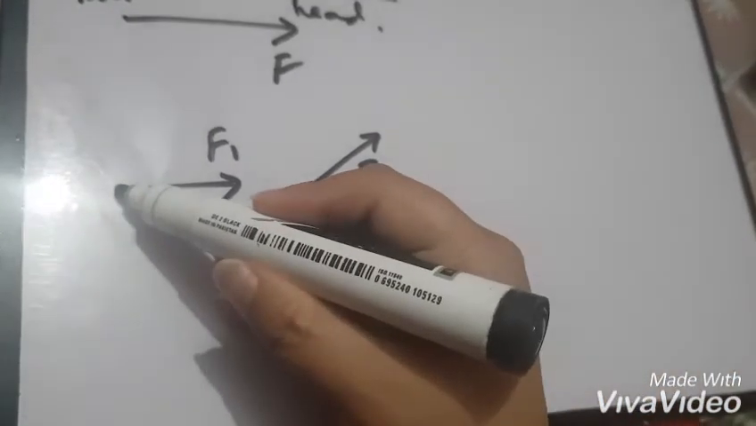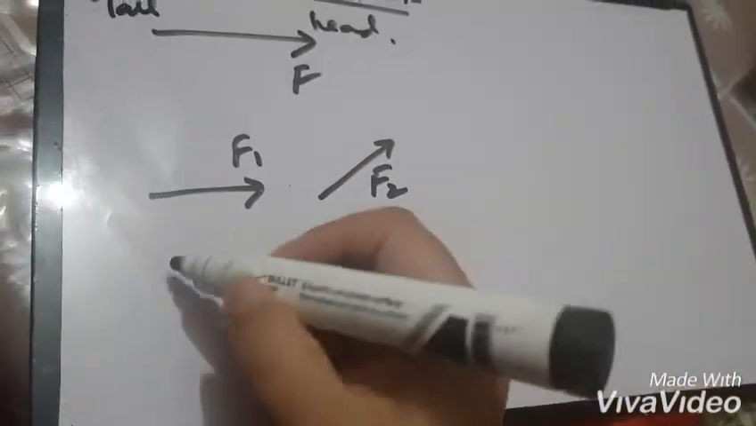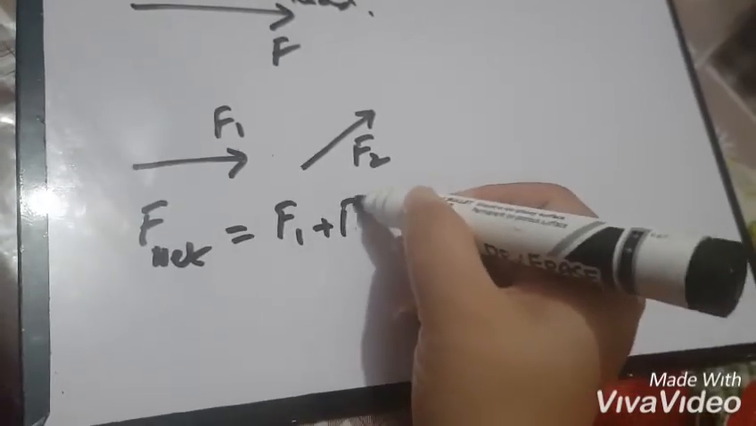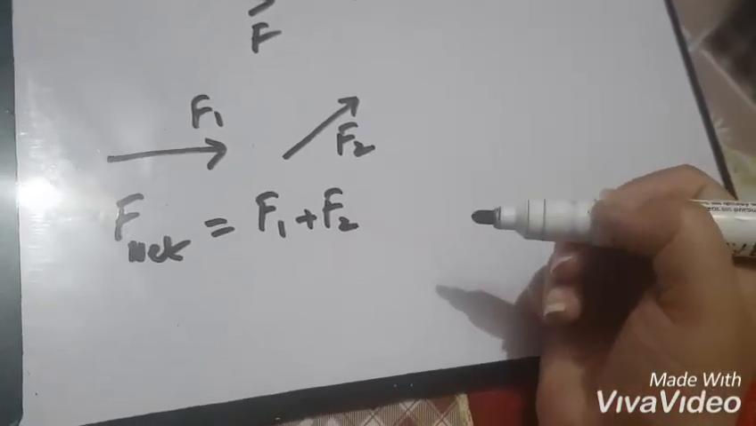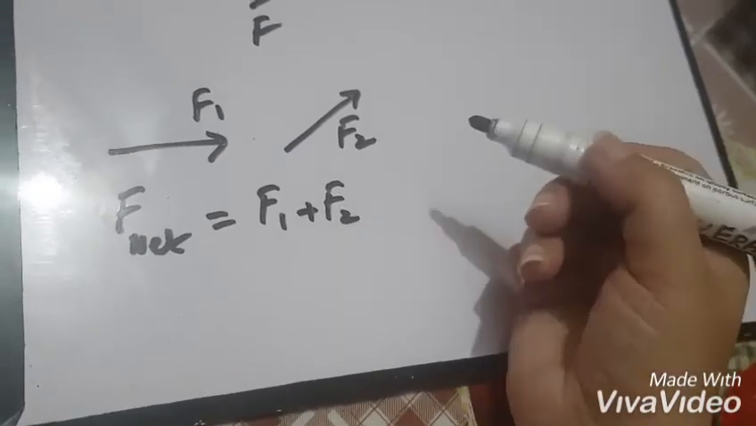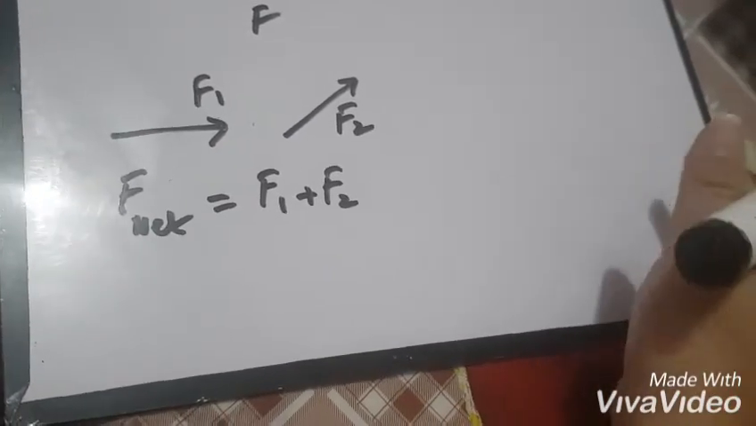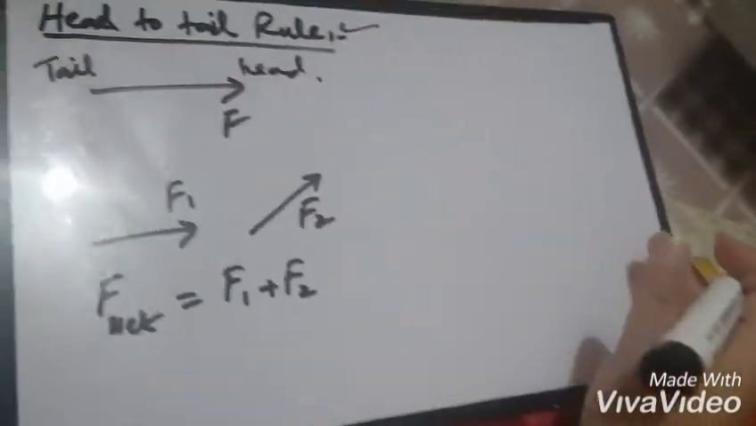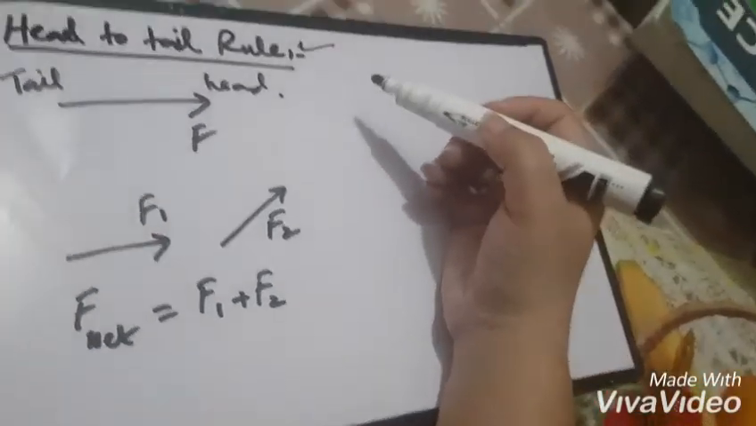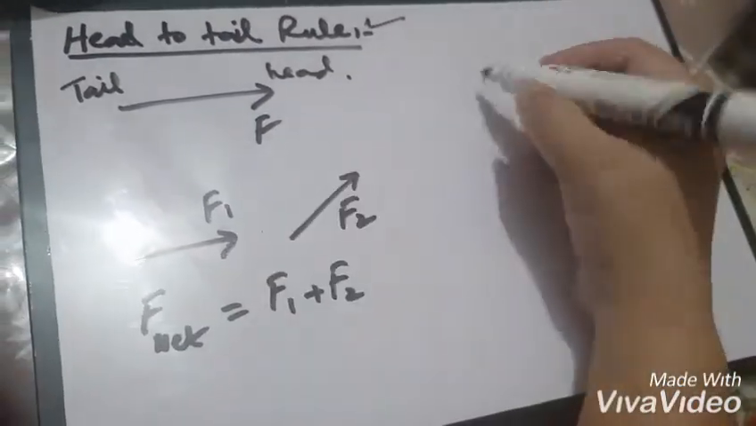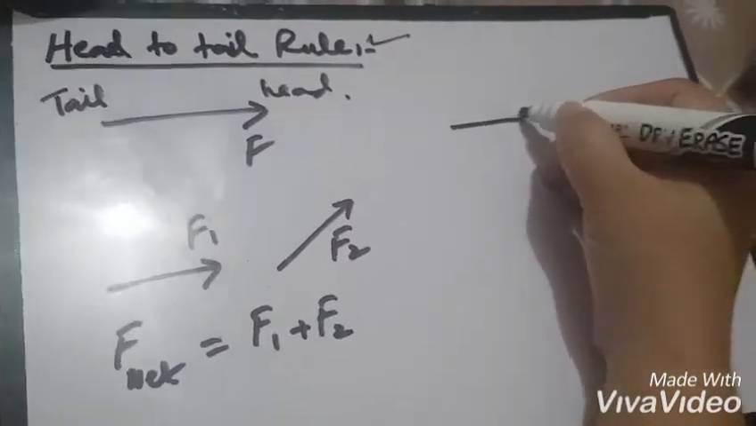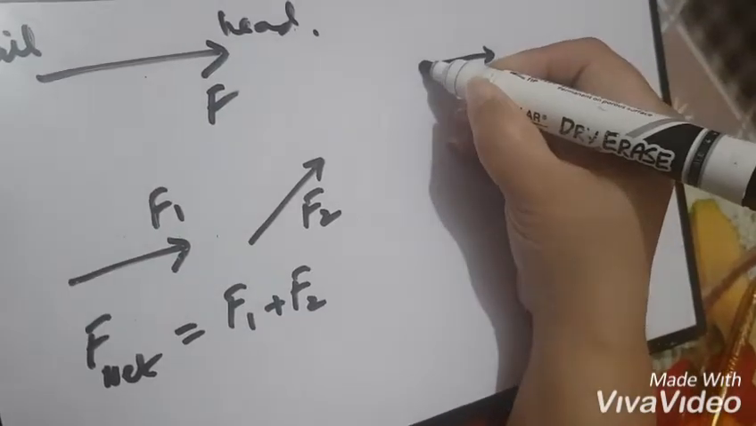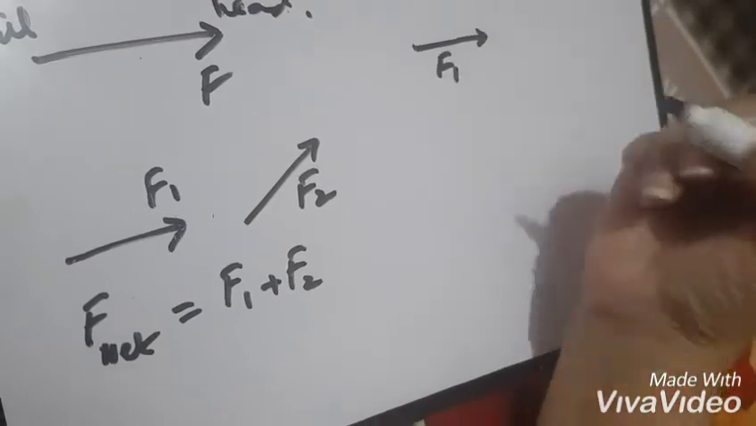Okay, this is tail, this is head, this is tail, this is head, and I want the net vector, which is f1 plus f2. This is the algebraic form for the addition of vectors. So vectorially, how can I add these two vectors? By using the head to tail rule, I have to follow a simple rule. I will draw f1 here in the same direction as originally drawn, with its tail and head.